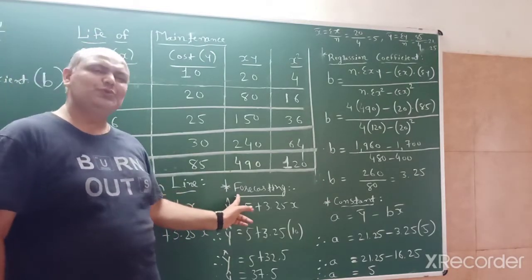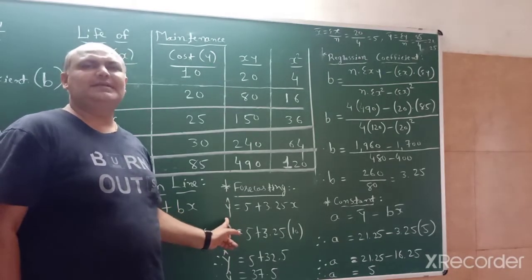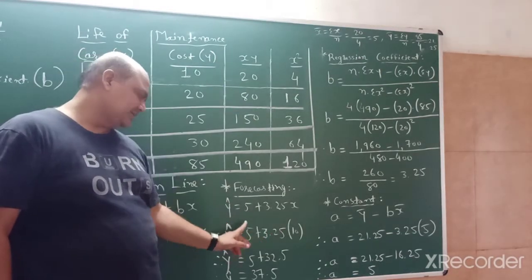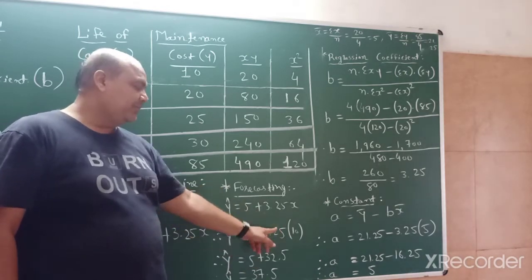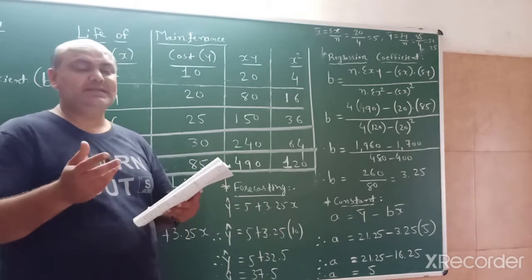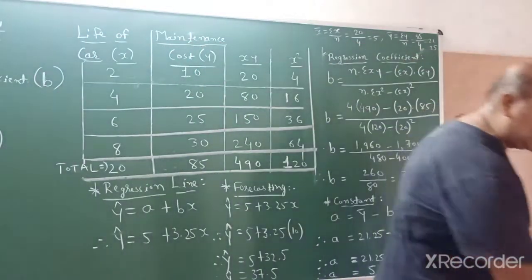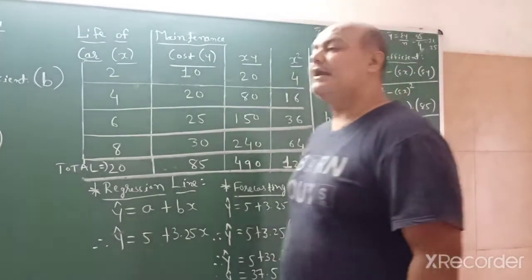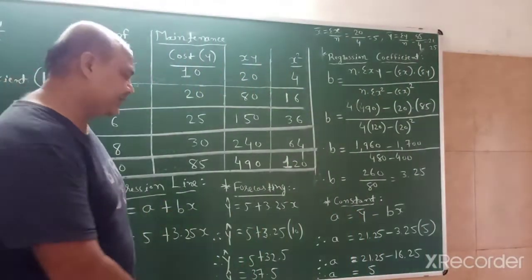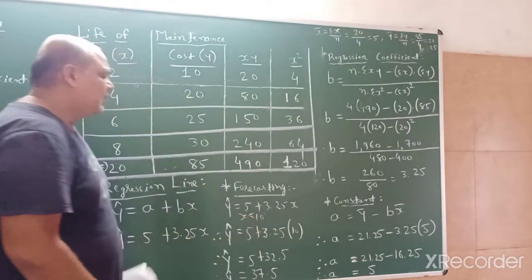So what we have to do in this step of forecasting? First we have to write the regression line, that is y cap is equals to a plus bx. a is 5 plus b 3.25. In place of x we have to put 10. Why sir? Because they provide life of a car is 10 years. Life of a car means x. The value of x is 10 years. That is given in the question. So x is equals to 10.